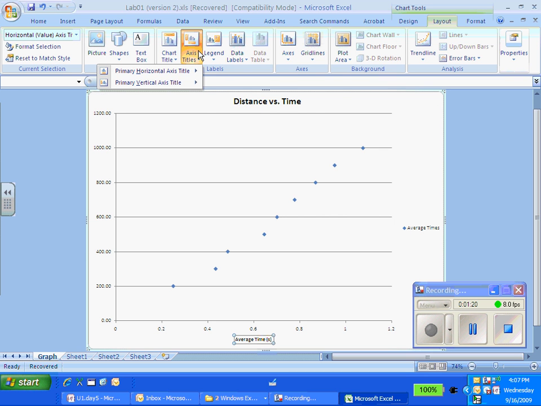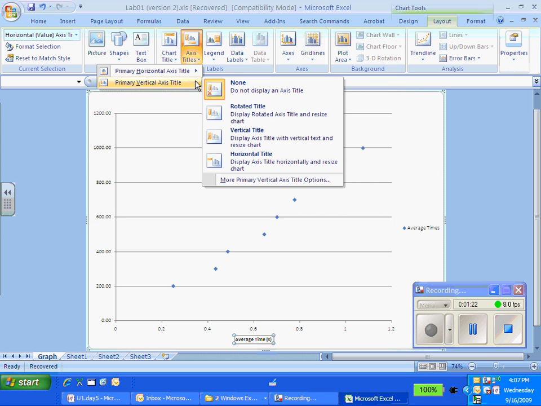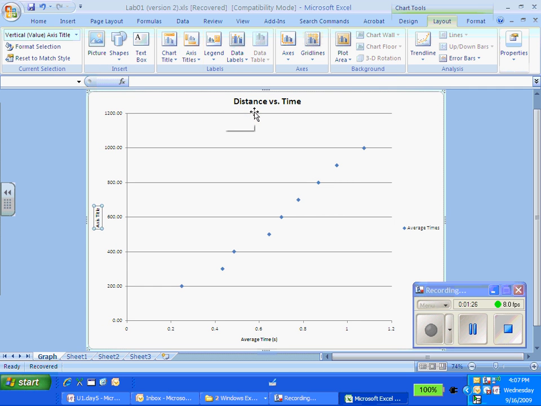Now I want to add the vertical axis title, so I will use rotated title and type in distance in feet. Again, make sure you always include units in your labels.